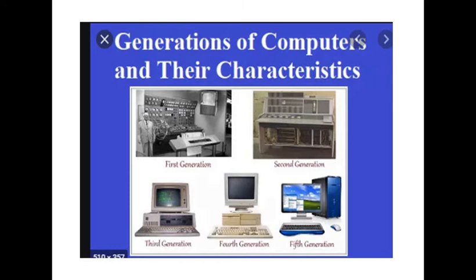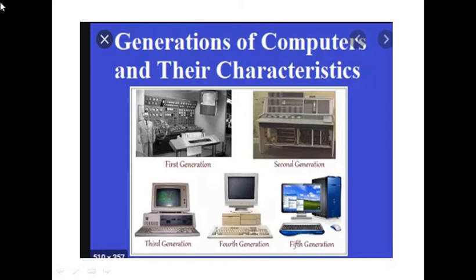See, from the first time when these computers were initially invented, starting from that year till today, the whole time period is divided into 5 different generations. This complete time period, from when the first computer was made until the computers we use today, is divided into 5 different generations, which are called generations of computers.